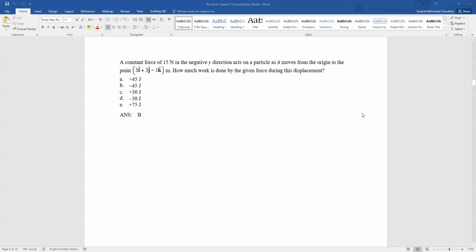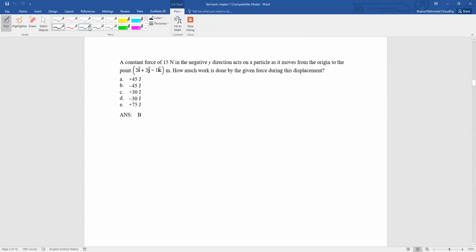So today I will solve some problems of this chapter number 7 and try to finish it as early as possible. So here you can see the problem.